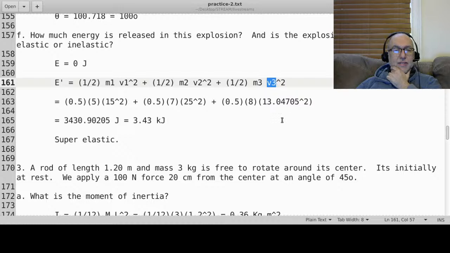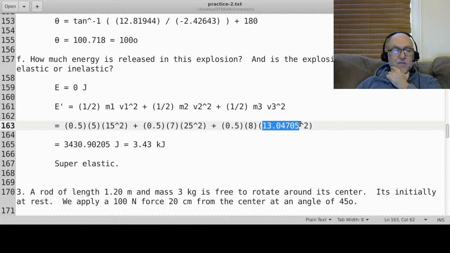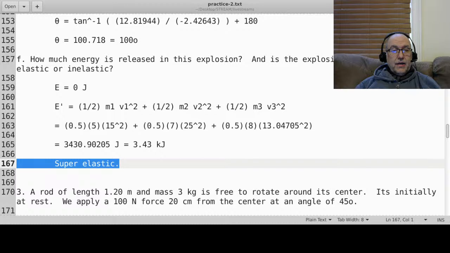So that was the magnitude of the velocity for the third piece, 13.04705, squared. And that turns out to be 3.43 kilojoules. Less than before because it's a different type of explosion, and superelastic. All right, I hope I didn't go too fast. I didn't want to waste your time going through a lot of trivial arithmetic there. And the second one was just a repeat of the first one. But if I do go too fast, I've said this before, just tell me to slow down. I'd be happy to slow down.